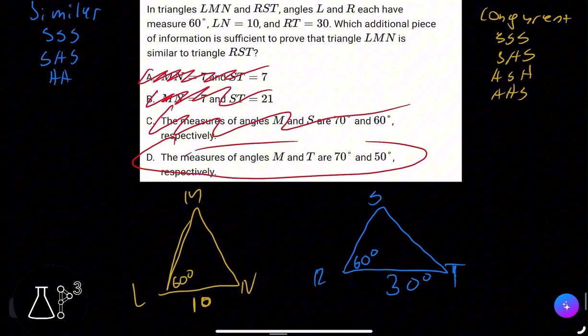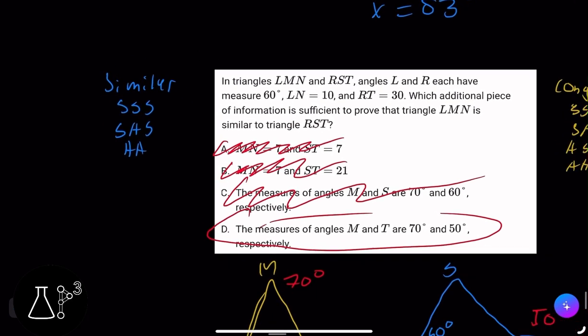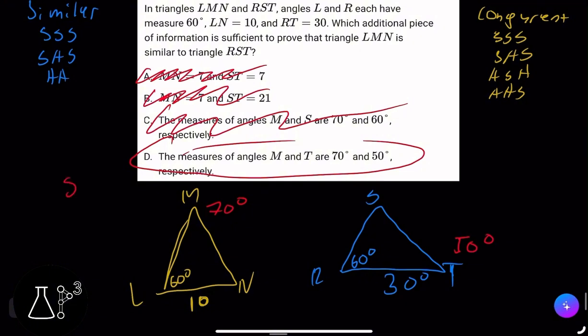D is the only one that can be correct, because if M equals 70 and T equals 50, I can say that M and S equal 70 and N and T equal 50. If I do 50 plus 70, I get 120, and adding 60 gives me 180 degrees. So the only answer that can work is D.